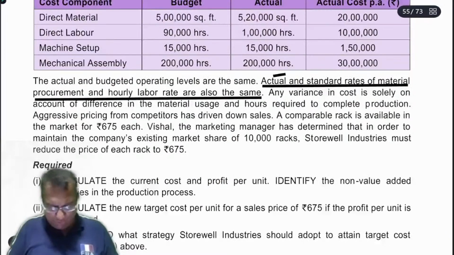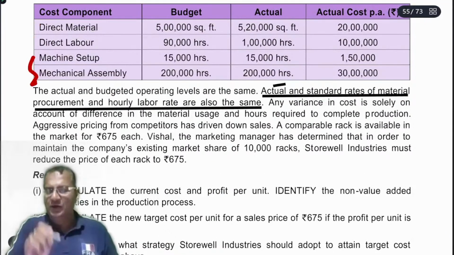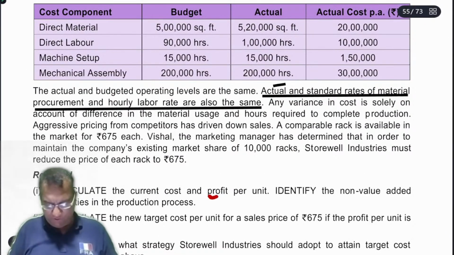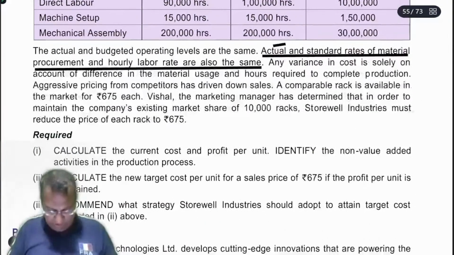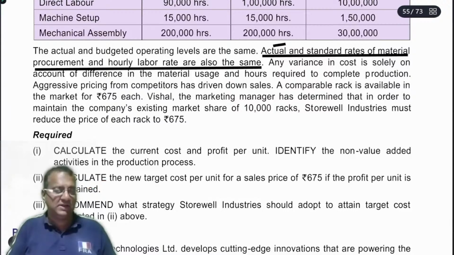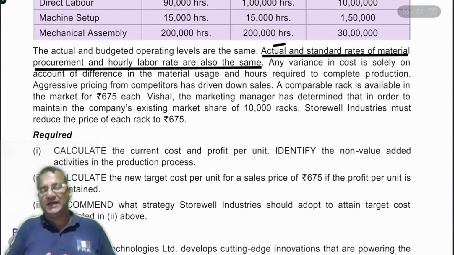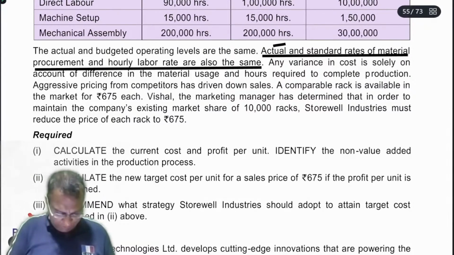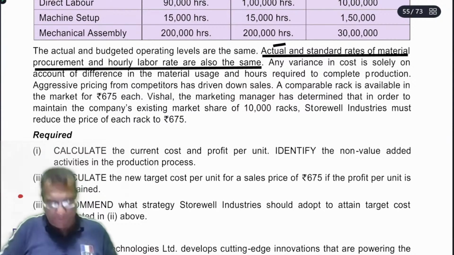It's very simple. आपको current cost के 4 component दिया है. To find out the current cost and profit per unit, identify the non-value added activity in the process. Second, calculate the new target cost if for a sale price of 675 the profit per unit is maintained. वही profit maintain करना है जो आज हम कमा रहे हैं. Third, what will be the target cost, and recommend the strategy so that the company can attain the target cost. ये थोड़ा सा अच्छा पॉइंट है, इसको अपन बाद में डील करेंगे. Let's first deal with point number 1 and point number 2.